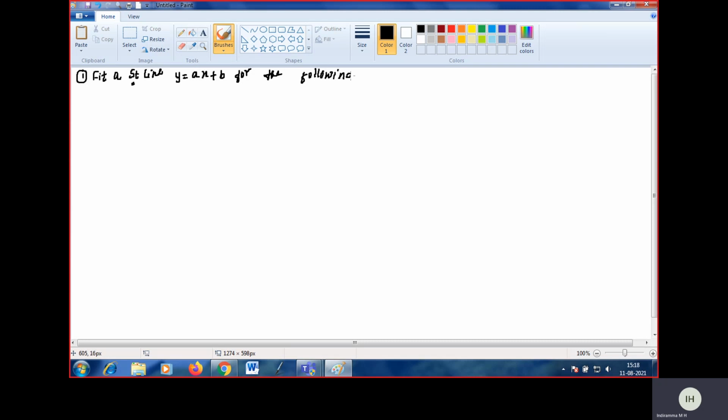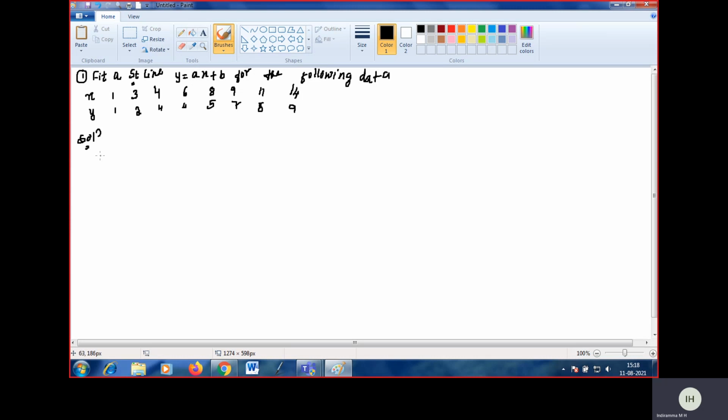They have given the data as values for x and y. So the set of x, y values are 1, 1; 3, 2; 4, 4; 6, 4; 8, 5; 9, 7; 11, 8; 14, 9. This is the given values of x and y. We have to construct a straight line which is best fitting for the data.